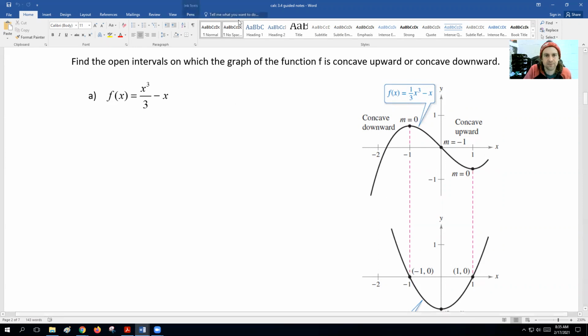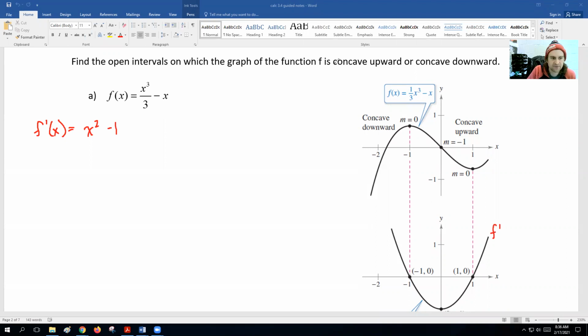We have the equation here. This equation can be written a couple of different ways. You can see over here in the graph, it is 1/3 x cubed minus x, which is probably easier to take the derivative of, but it's the same thing. We do have to take the first derivative in order to get the second derivative. If we take the 3 times the 1/3, we get x squared minus 1. That's this first derivative here.